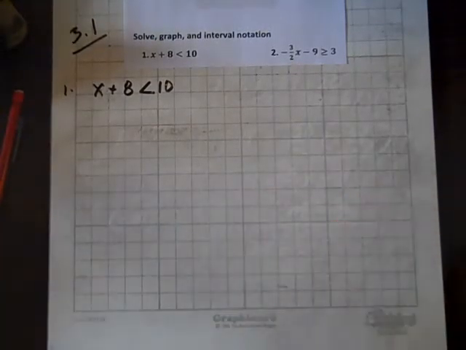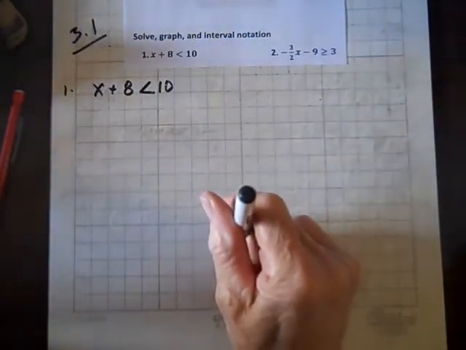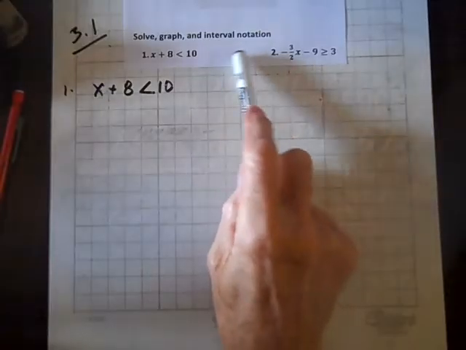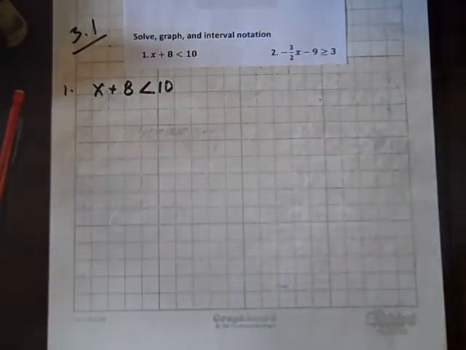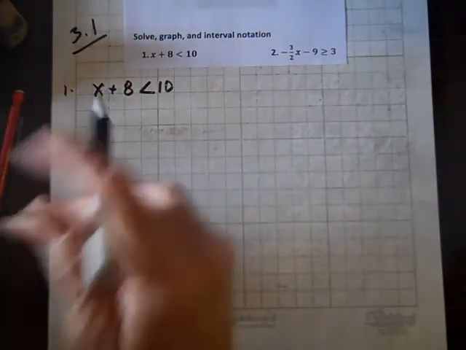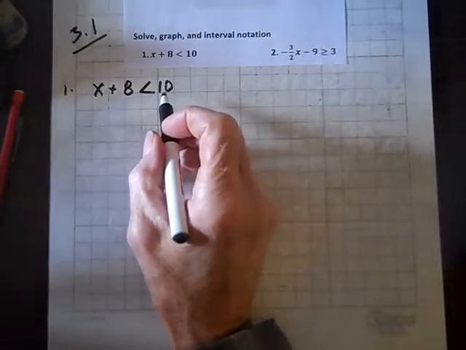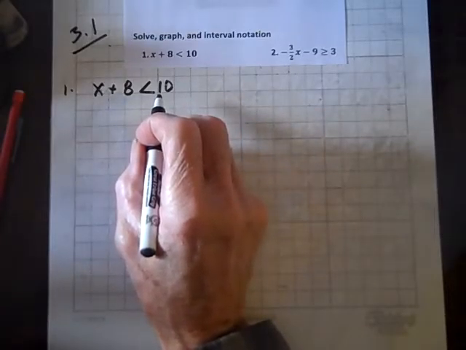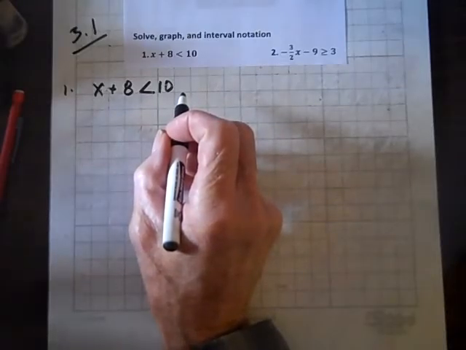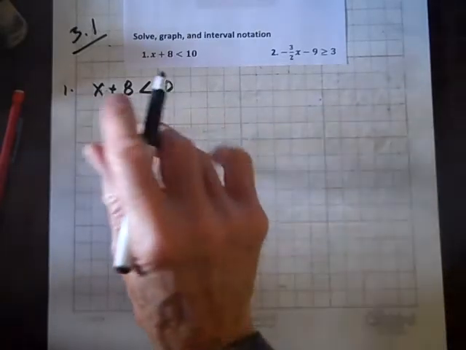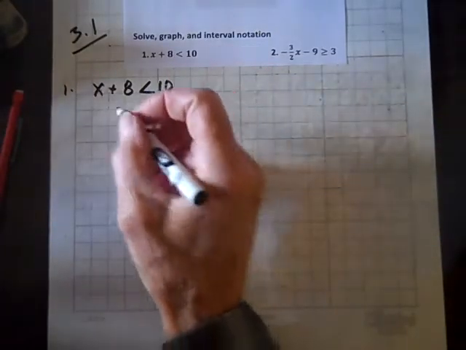So for section 3.1, we have to solve, graph, and put the solution in interval notation for the given inequalities. So we'll handle this just like an equation. The only exception is when you have an inequality and you have to multiply or divide through by a negative, then you have to flip the inequality symbol. Other than that, you leave it alone.